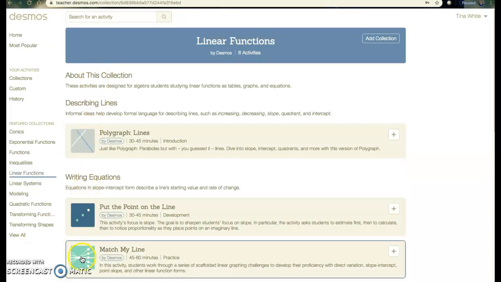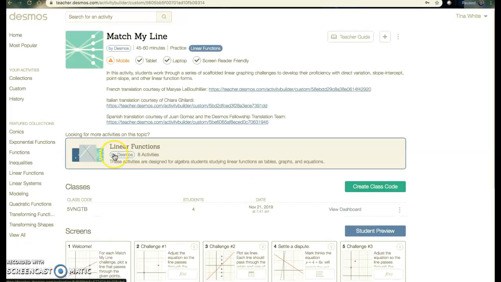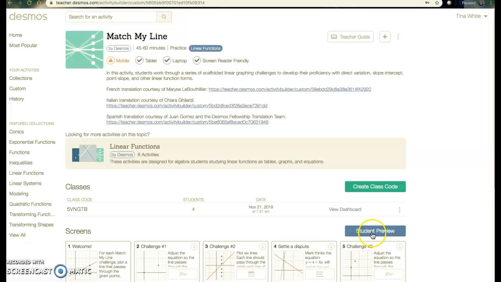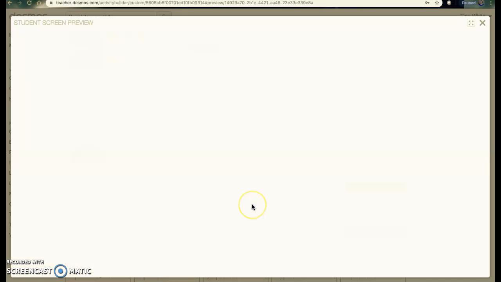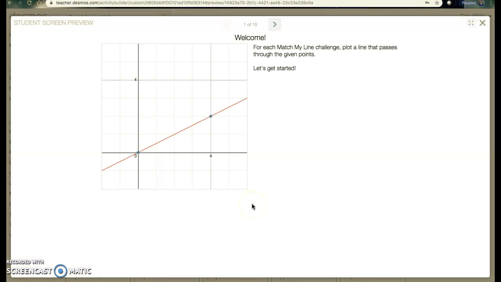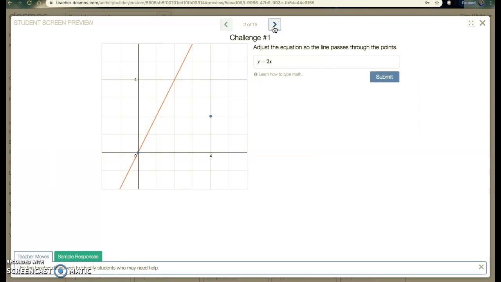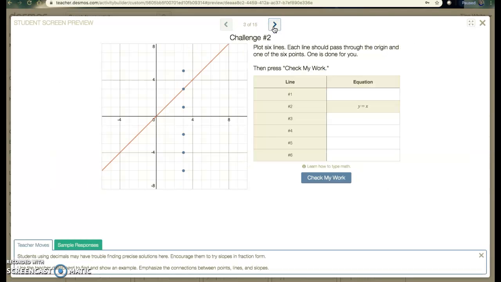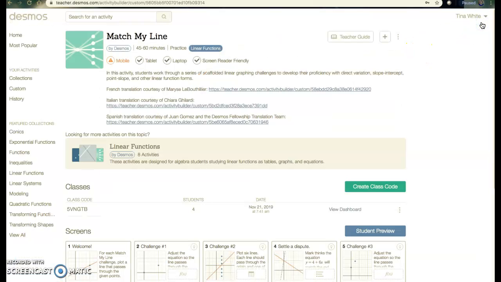Today we did this one called Match My Line, and I think Rebecca was talking about it earlier, how you can actually see the student view, so you can see what's going to be happening before you even start. And so you can click through and see what the kids are going to be seeing. I really enjoy it. The only problem I had with my kids is when one of them was struggling, they would just look at their neighbor and change that, and I'd say, oh yeah, that seems to work really great.